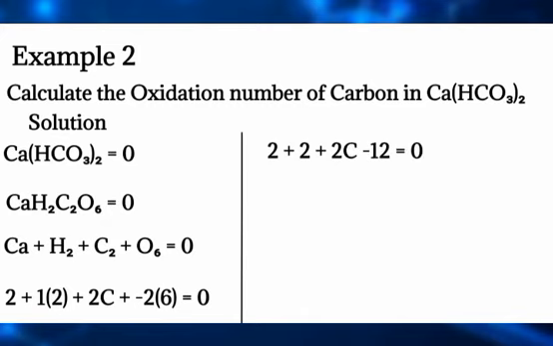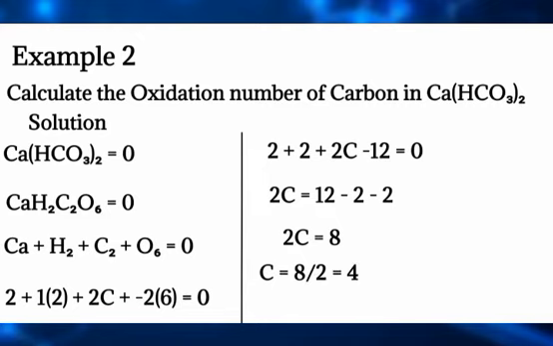Then we have to collect the like terms. This will result in 2C equals 12 minus 4. 12 minus 4 should give us 8. Then we have 2C equals 8. Dividing both sides by 2, we have 8 over 2, and that is 4. So this compound is calcium hydrogen trioxocarbonate(IV).